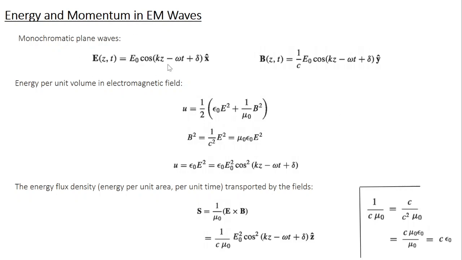If you remember the geometry, if the wave is traveling along the plus z direction, you can assume that the electric and magnetic fields are oscillating perpendicular to the z-axis, which is along the xy plane. If the electric field is along the x direction, consequently the magnetic field is along the y direction. The amplitudes of the electric and magnetic fields are related by the equation B naught equals 1 over c times E naught.